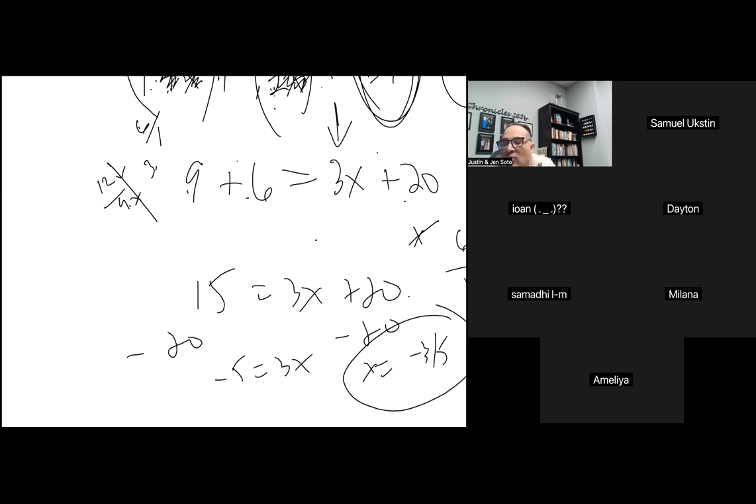I know you missed that 1 week, Dayton. Maybe that's why you're struggling with this a little bit. But when you solve for x, you have to get an x all by itself. Okay, you can't have it as a denominator.